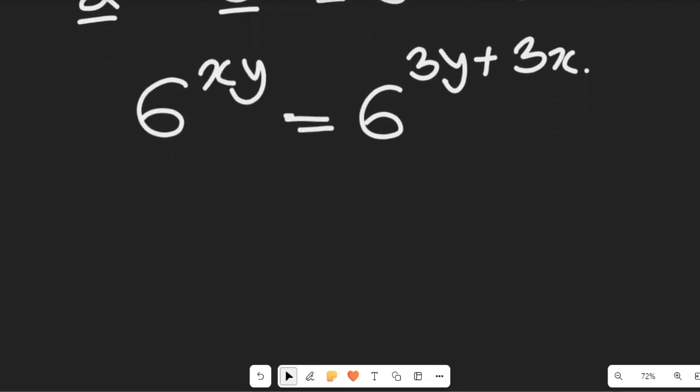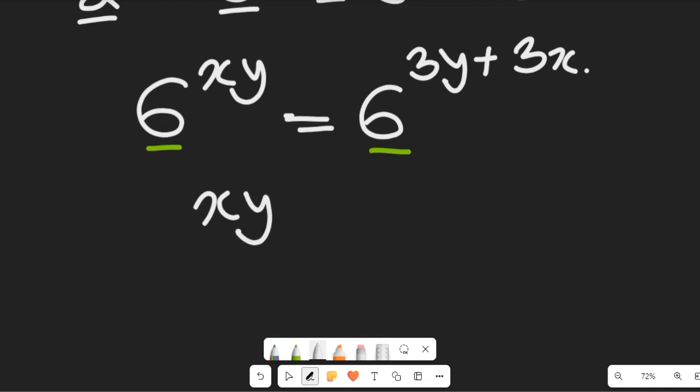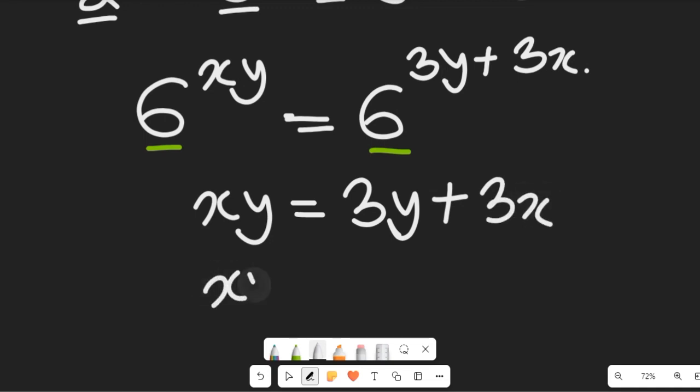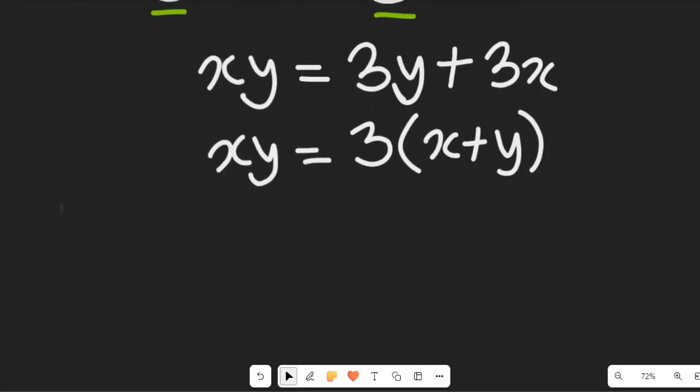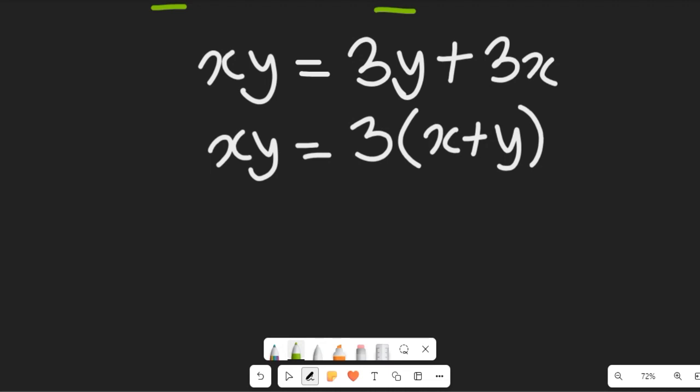Looking at that, you come to see that these two have the same base. So what we'll do is equate the exponents. We'll have xy equal to 3y plus 3x. So xy over here will be equal to, 3 is common, 3 times x plus y. And that simply tells us that this is also 3x plus 3y. So we can have that expression.